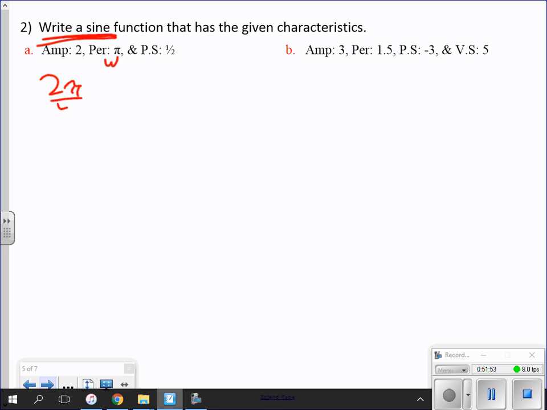Who needs an eraser? Remember, our period is 2 pi divided by whatever W is. W is what's in our equation. So 2 pi over W equals, well, you don't have to erase it. You should have enough room to write it underneath. Just cross it out. I erased it because it's easier for me to erase it. Okay, my bad, sorry. So 2 pi over W equals what our period is, pi. So I have to figure out what W is. W in this case is 2. Wait.